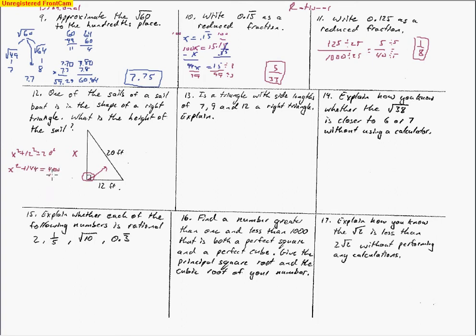Do some subtraction. Take away the 144 from both sides, and we end up with 256. And so from that point, we can go ahead and take the square root of both sides, and that gives us our value of x, and x ends up being 16. So we'd say that the height of the sail is 16 feet.